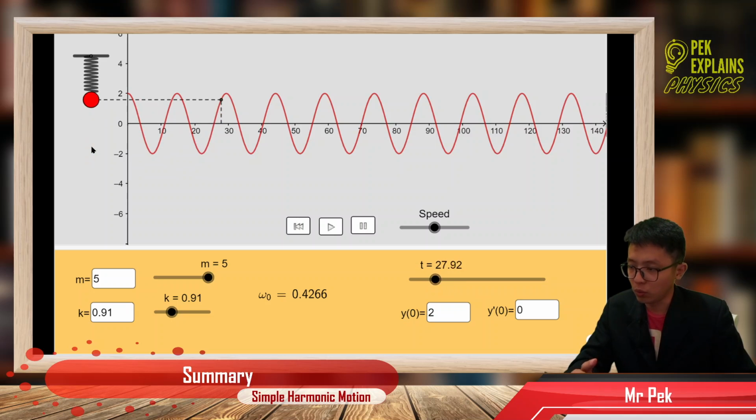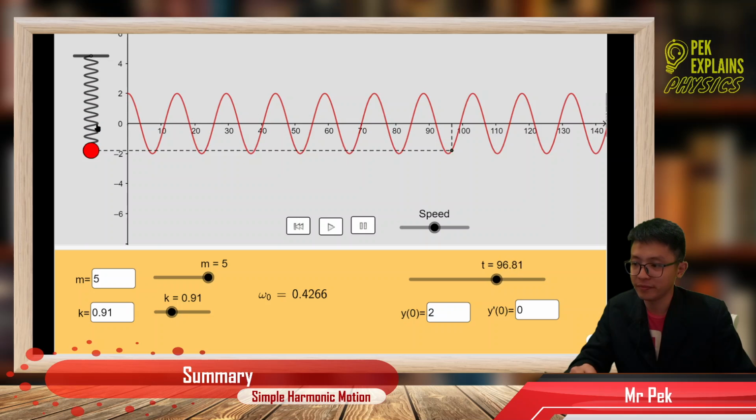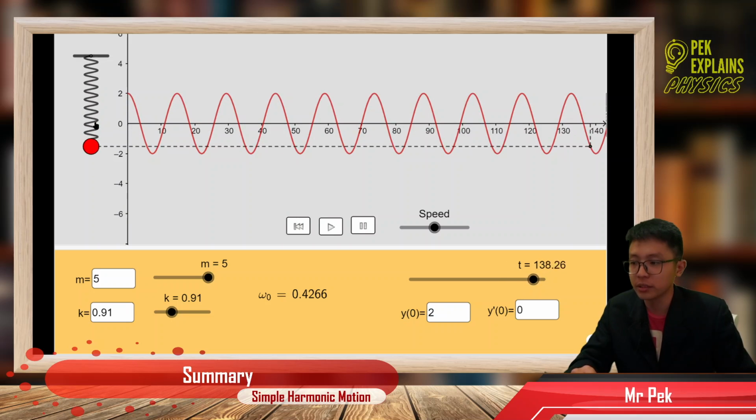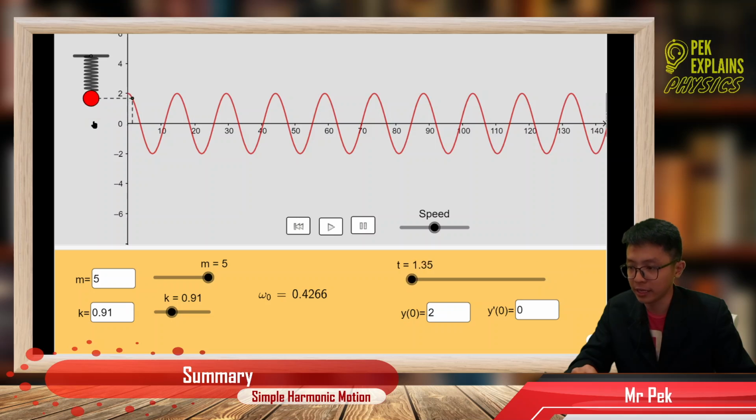Now, when is the velocity highest? Velocity is highest at the equilibrium. At equilibrium, the mass moves fastest. It has the highest kinetic energy. The kinetic energy is maximum at the equilibrium, but kinetic energy is 0 at the amplitude.